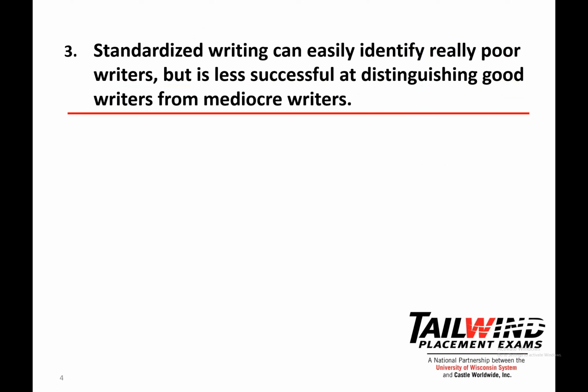The third point is that standardized writing can easily identify the really poor writers, but is less successful at distinguishing good writers from mediocre writers. So with this, think again about the types of variables that are measured by these automated essay scoring algorithms. These are things like word counts, average number of syllables, subject-verb errors, numbers of comma splices, whatever. These are very simple markers, which tend to boil down to little more than just a tabulation of the number of mistakes that are made.